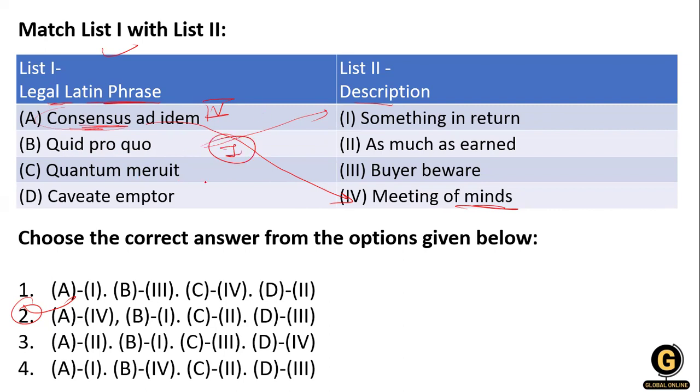Now the quantum meruit. Quantum means quantity, something earning, money, much quantity, and meruit means as much as earned. So as much as earned. Clear? You know that caveat emptor is nothing but buyer beware, a buyer behavior. So the third one. Here it is. Yes, option number 2 is correct.